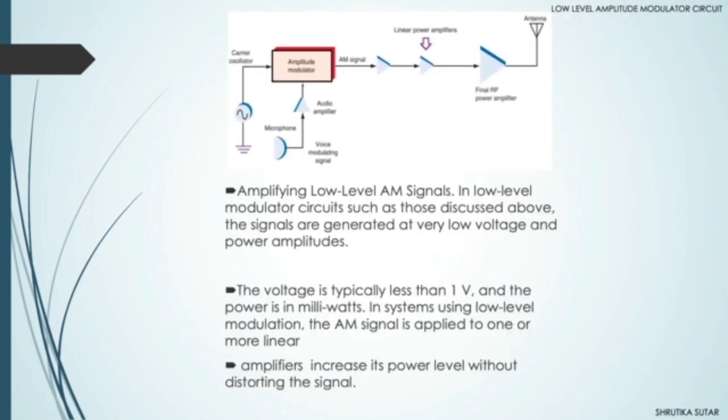amplifying low level AM signals in low level modulator circuits such as those discussed above. The signals are generated at very low voltage and power amplitudes. The voltage is typically less than 1 volt and the power in milliwatts. In systems using low level modulation, the AM signal is applied to one or more linear amplifiers to increase its power level without distorting the signal.